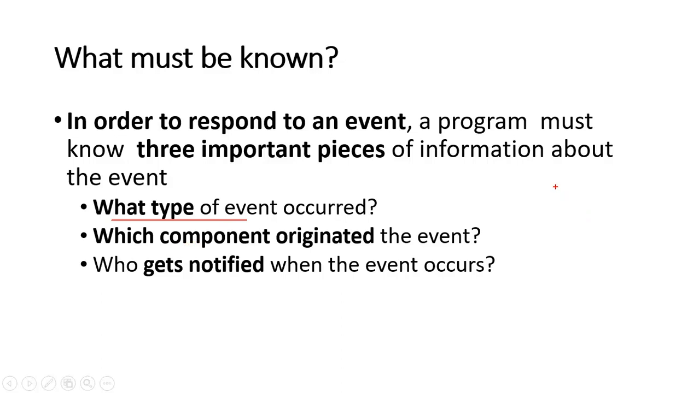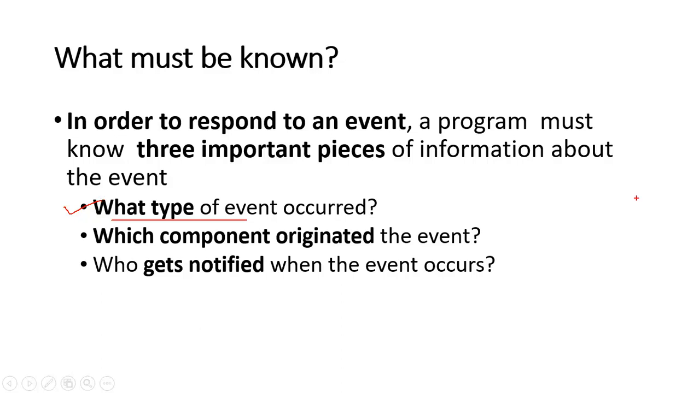For example, the event could be clicking on a button, selecting an item from a list, clicking on a checkbox, selecting an item from a menu, or it could be any other type of action that the user has performed. So different actions mean different types of events. Our program must know what type of event has occurred.